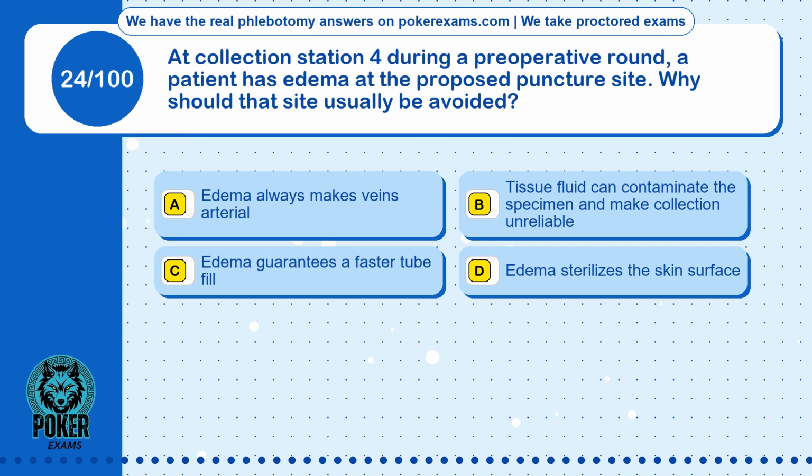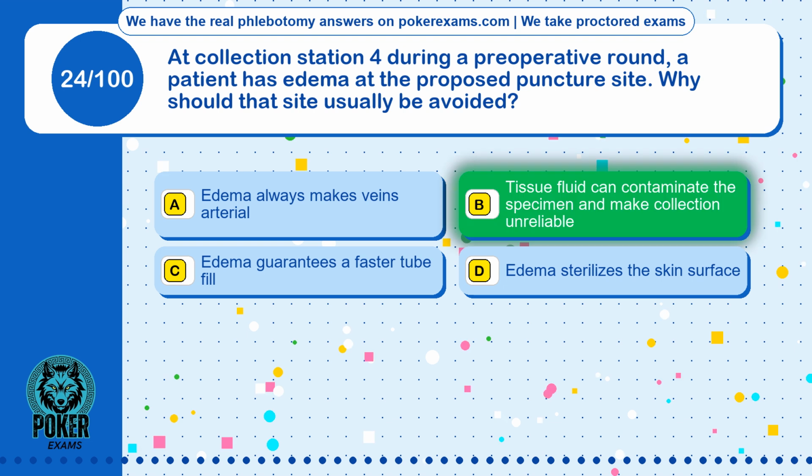Question 24. At collection station 4 during a preoperative round, a patient has edema at the proposed puncture site. Why should that site usually be avoided? Option A, edema always makes veins arterial. Option B, tissue fluid can contaminate the specimen and make collection unreliable. Option C, edema guarantees a faster tube fill. Option D, edema sterilizes the skin surface.